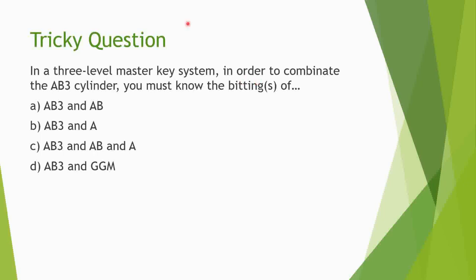This is a tricky question. It looks easy, but we know it isn't so simple. In a 3-level system, to combine the AB3 cylinder, do you need to know the bidding of the AB key? That's probably the answer they were looking for, but this assumes that AB is an incidental master key. 99 times out of 100, that's how we choose our masters underneath a grandmaster, is that AB would be an incidental master key. But the question didn't say that it is an incidental master key.